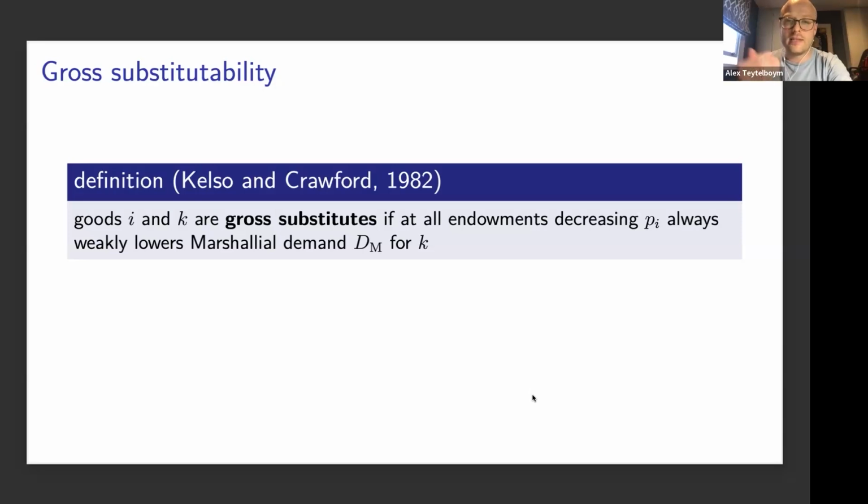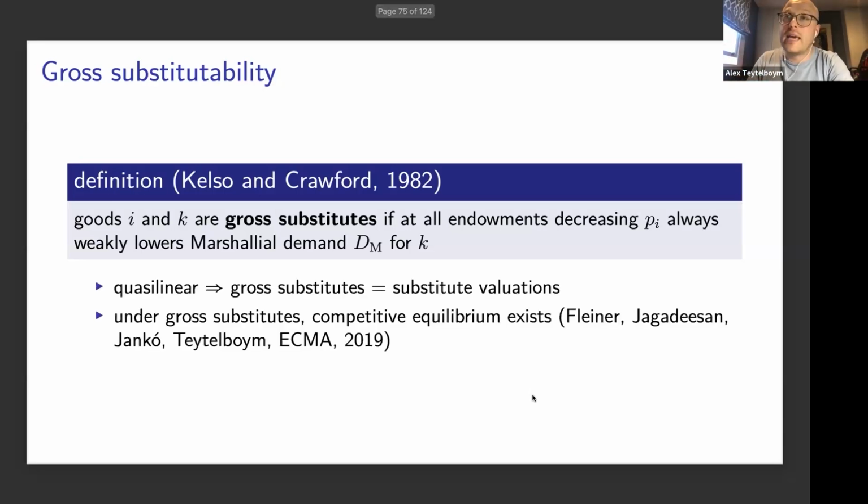And one might ask whether, outside of the quasi-linear setting, gross substitutability implies equilibrium existence. And the answer is yes. You can show, as we did in a paper with Ravi and Zhuzhi Yang and Tomasz Fleiner, that even if you don't have quasi-linear preferences, gross substitutes are sufficient for equilibrium existence. Again, as I said before, quasi-linearity means that gross substitutes is equivalent to saying substitutes valuation. So I'd encourage everyone on this call to call it substitutes valuations. I should say substitutes valuation is probably a bit better.